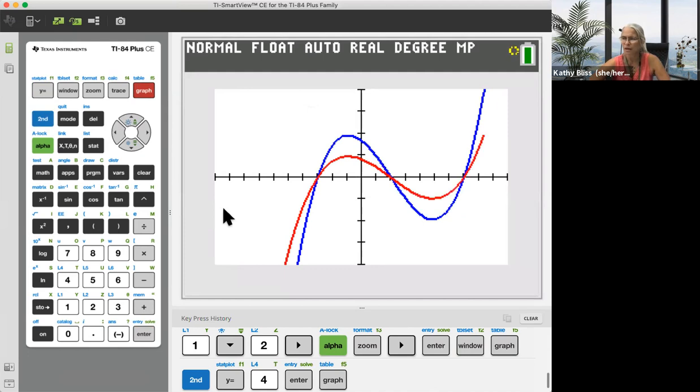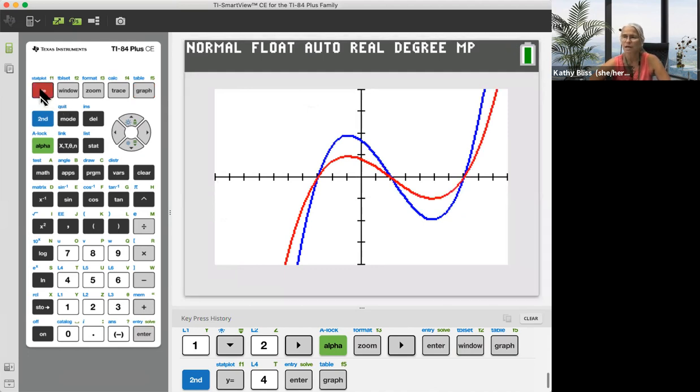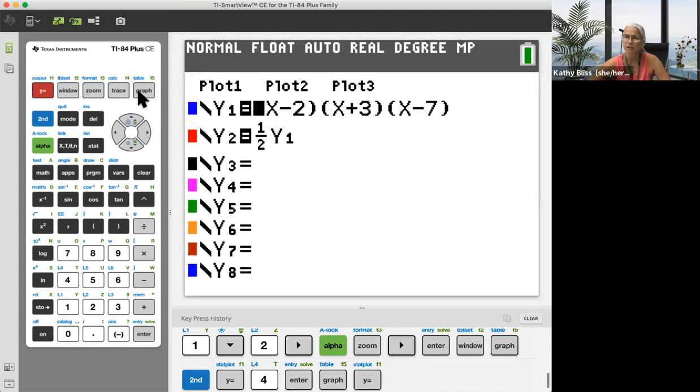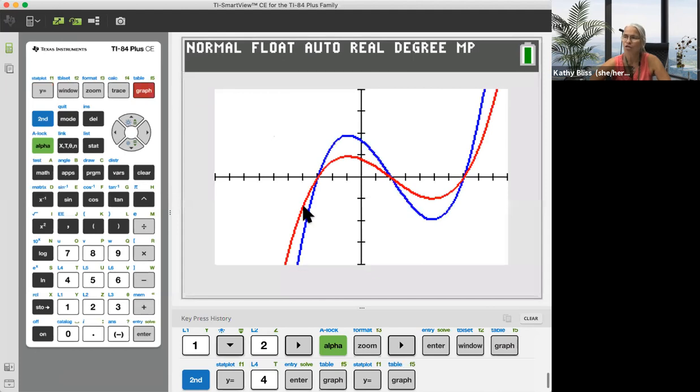So they're 2 different colors. If you have an older calculator, they're not going to be 2 different colors. But the first one is blue and the second one is red. When you went to graph that, the first one that graphed was the blue one, and then the second one that graphed was the red one. If you have an older calculator that doesn't have colors, you can see which one graphs first and which one graphs second. So this is my first equation, and this is my second equation.